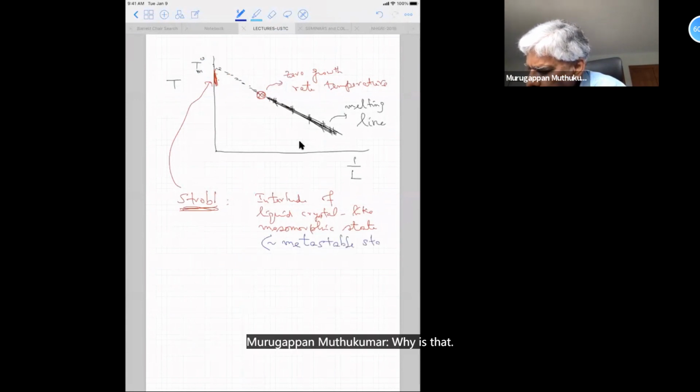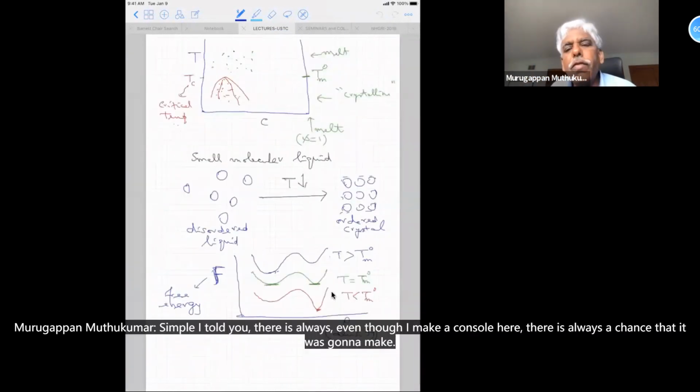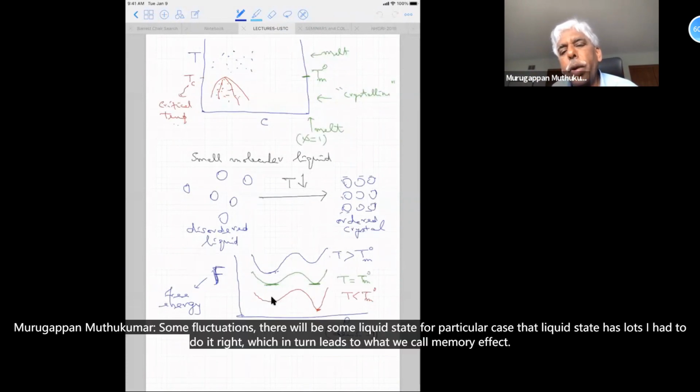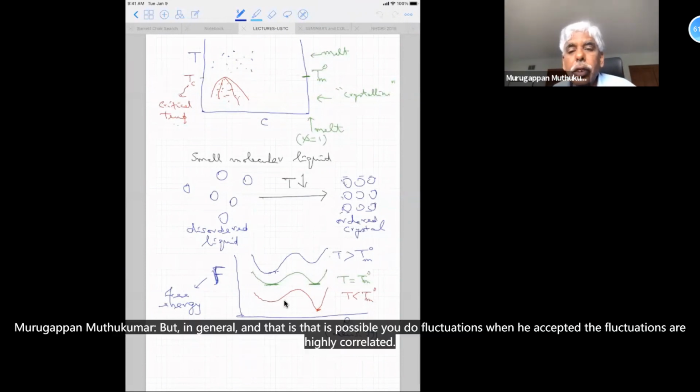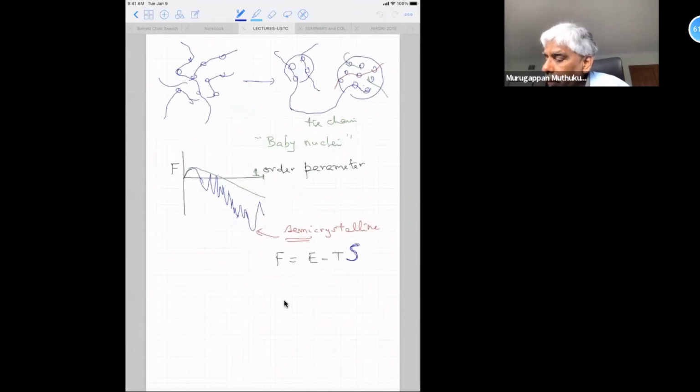Why is that? The reason is simple. I told you, even though I make a crystal here, there is always a chance that it's going to make some fluctuations. There will be some liquid state. For the polymer case, that liquid state has lots of heterogeneity, which in turn leads to what we call the memory effect. But in general, that is possible due to fluctuations. Except here, the fluctuations are highly correlated.